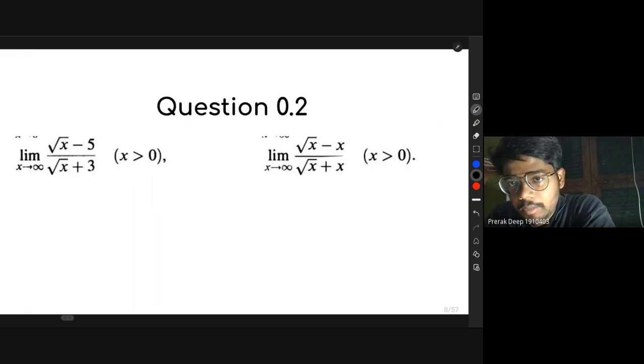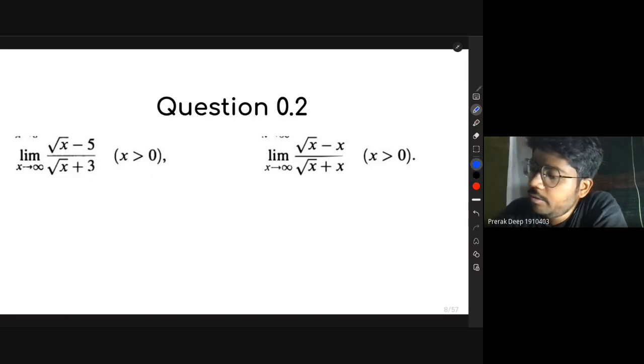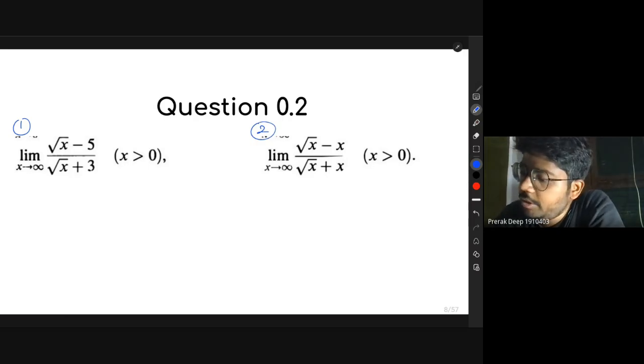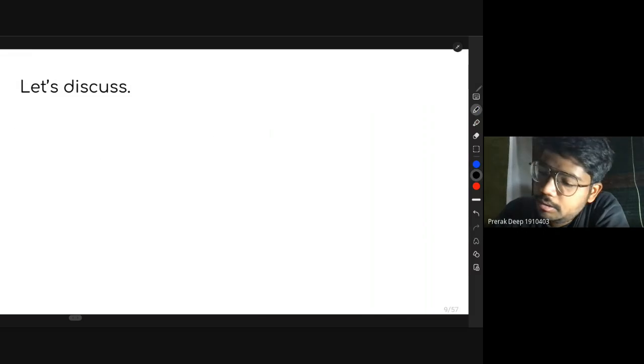Question point two. So let's say this is the first question and this is the second question in this point two question. In both of the questions, you need to calculate the limit when x tends to infinity. Okay, so let us discuss the first part. Limit x tends to infinity.